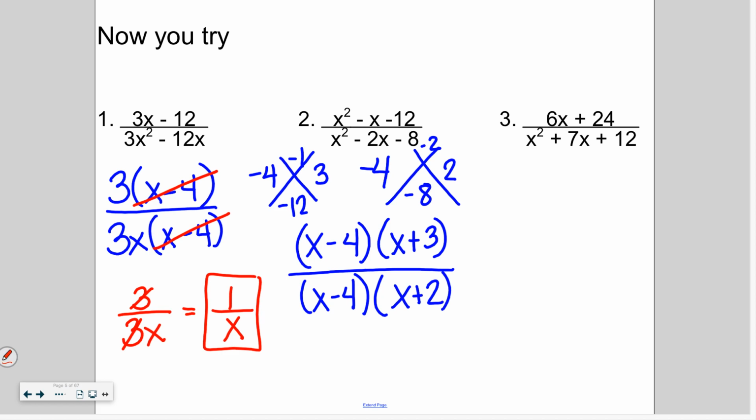So if I look at what matches, the x minus 4's match. So I can take those out. So I can't do anything with the rest, even though those are x plus, they have a different number that's being added to them, so the values change. Okay? So my answer is going to be x plus 3 over x plus 2.